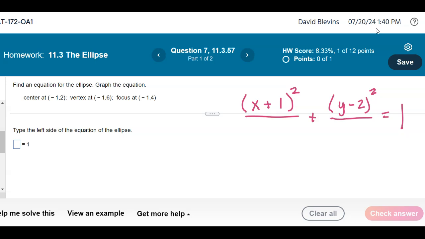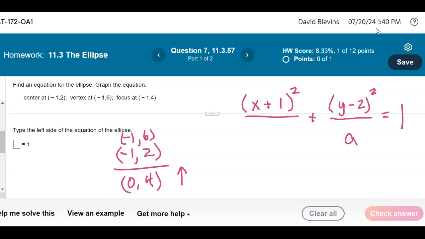Alright, again, a was what determines our vertex. And a is determined by which way we go from the center to get to the end of our major axis. So notice our center is (negative 1, 2). If I take our vertex, in this case (negative 1, 6), and I subtract, you can see I get 0 and I get 4. This means we went up 4. We didn't go left or right, we went up 4. So that means the denominator of y is considered a squared.